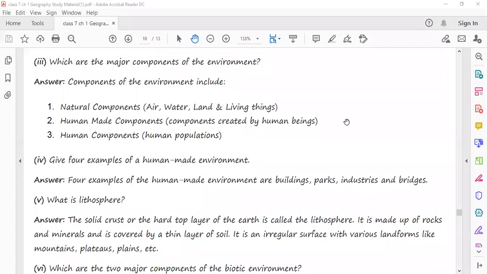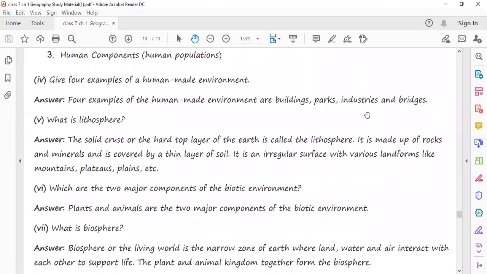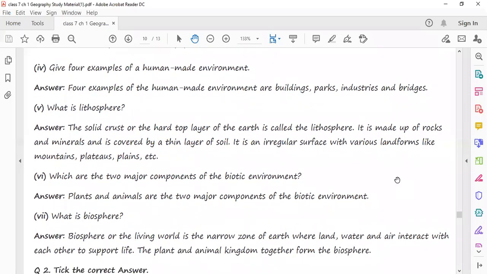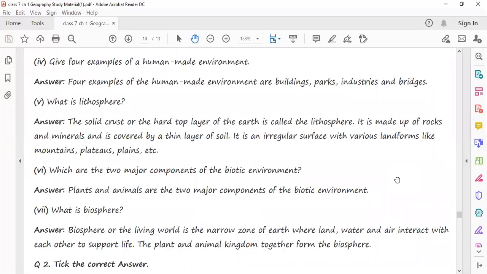Now, give 4 examples of a human-made environment. 4 examples of a human-made environment are given over here. Now, what is lithosphere? It is the solid crust or the hard top layer of the earth on which we walk. It is known as lithosphere. It is an irregular surface with various landforms like mountains, plateaus, plains, etc.